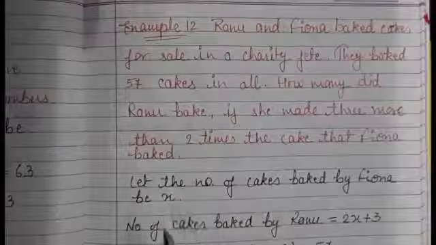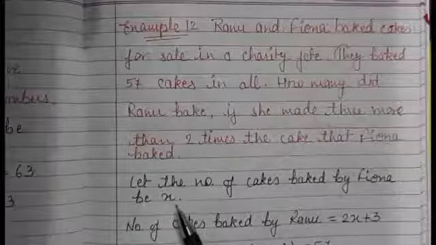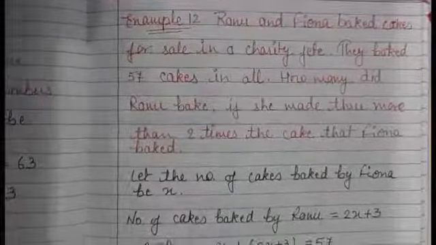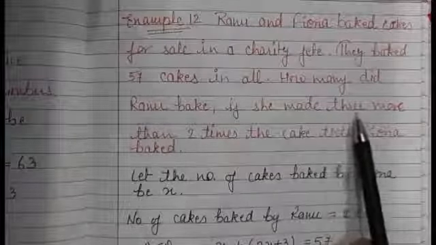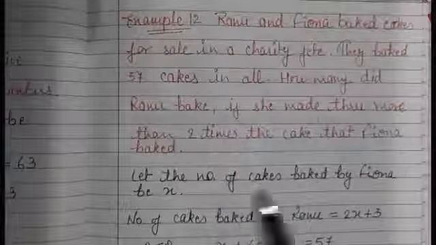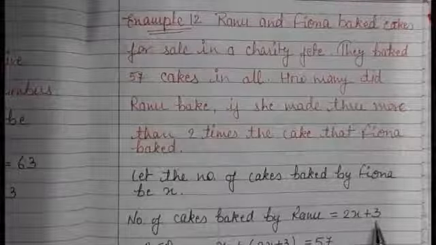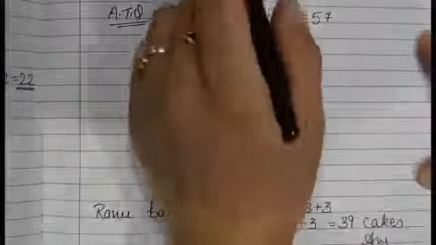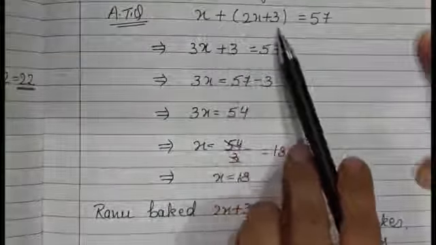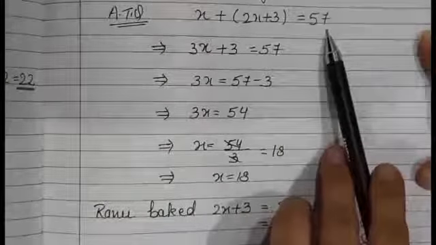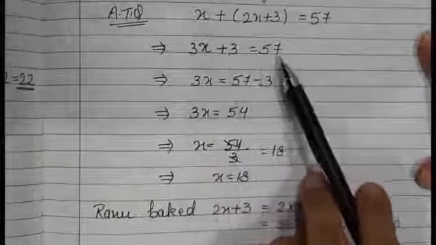So in that case, first we have to let the number of cakes baked by Fiona be x, right? So how many cakes baked by Ranu? She made 3 more than 2 times, so that means 2x plus 3, right? 2x plus 3. Now according to the question, they baked 57 cakes in all. That means x plus 2x plus 3 is equal to 57. So when we add x plus 2x, it will be 3x plus 3 is equal to 57.